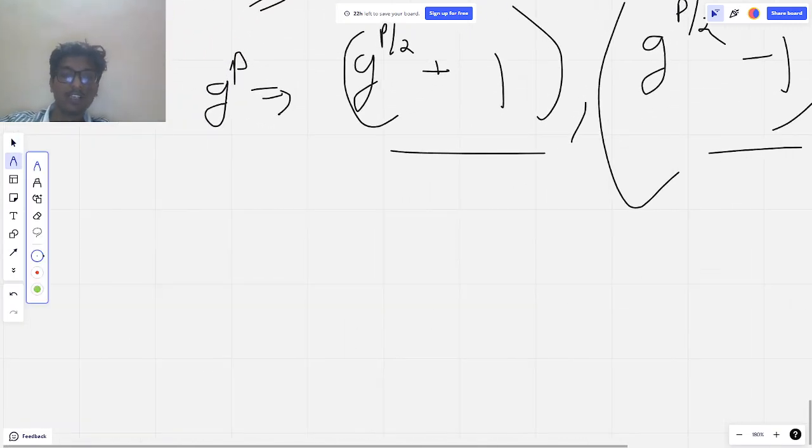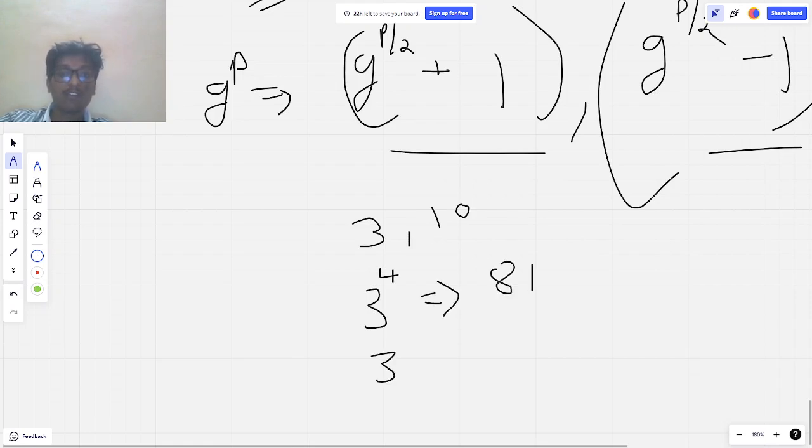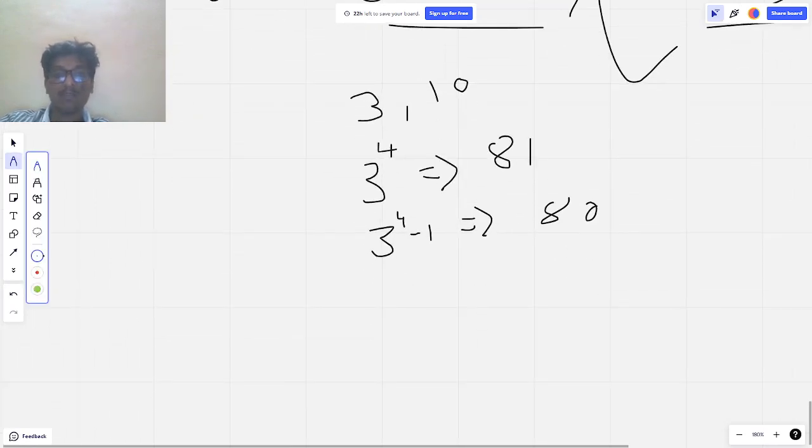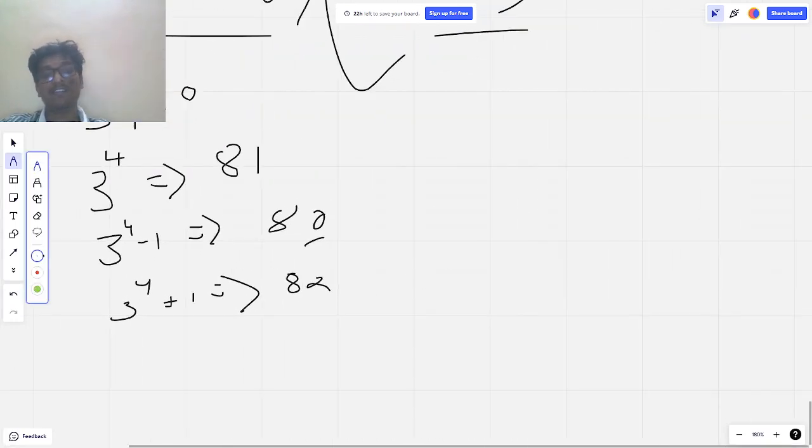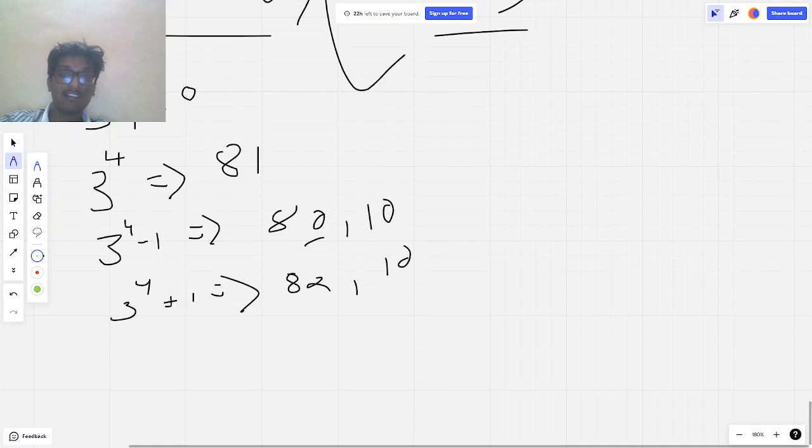We can demonstrate this with one example. Say the previous example is 3 and 10. We said that the p there was 3 power 4, which was 81. So 3 power 4 minus 1 is 80, and 3 power 4 plus 1 is 82. Now, 80 and 82 are not factors of 10, but they have a common factor with 10. From 80 and 10, we can derive the common factor: 80 and 10 have a common factor of 5. 82 and 10 have a common factor of 2.